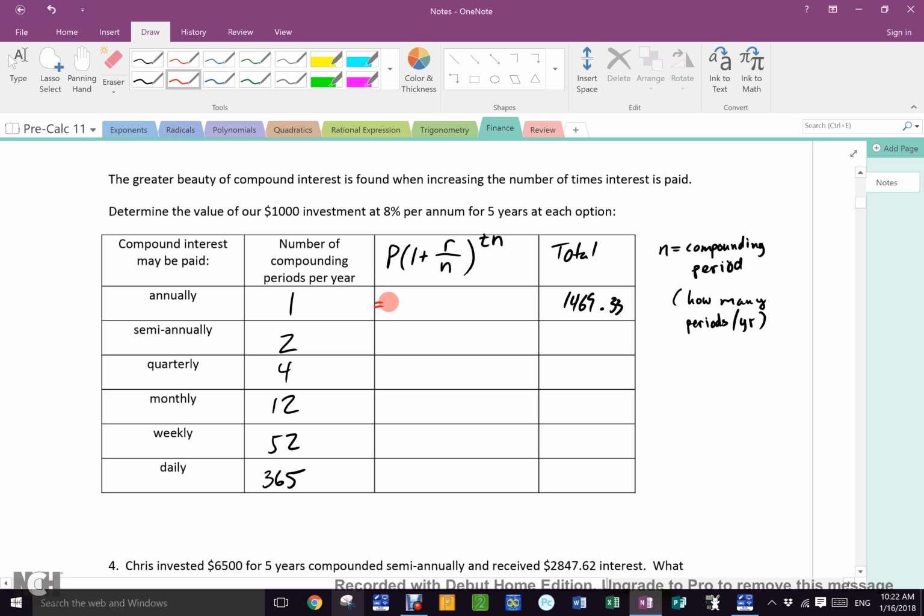What's my principal? What did I start with? 1,000. 1 plus, what was my R? 0.08, because it's got to be a decimal, over how many times am I going to get paid out in a year? 1. For how many years is this happening? 5 years times how many times per year? Once. See if you can punch that into your calculator and get that answer. Some of you will be able to do it all in one step. Some of you will need to take a second step. But punch it in your calculator and see if you can get 1469.33.